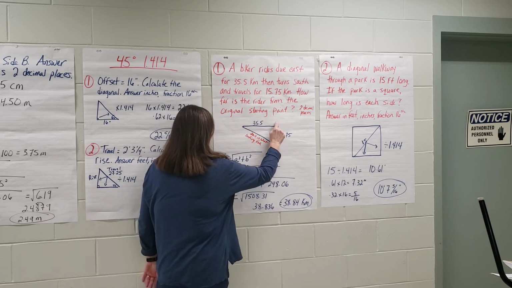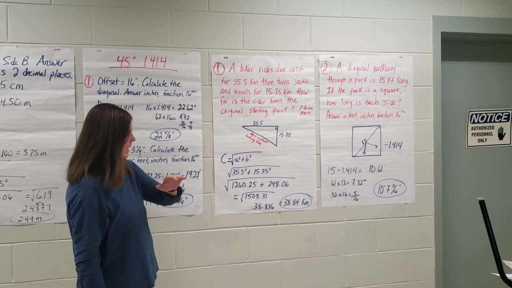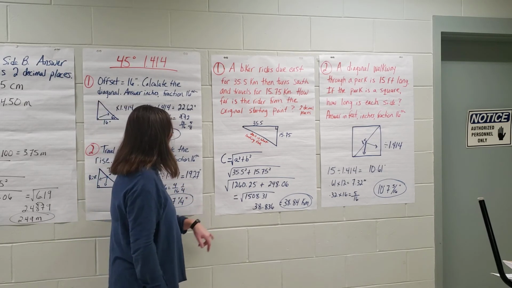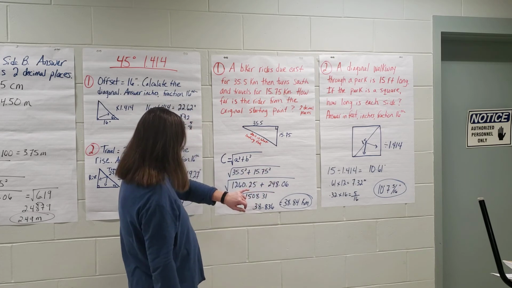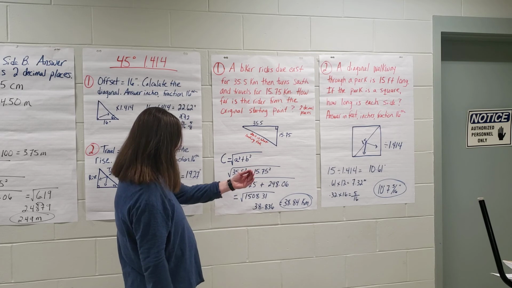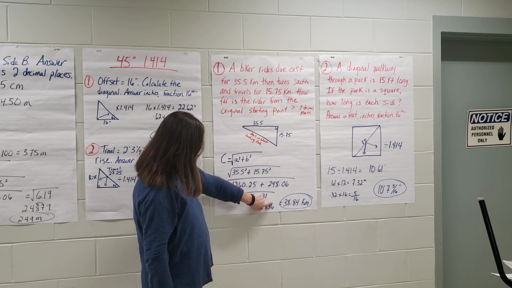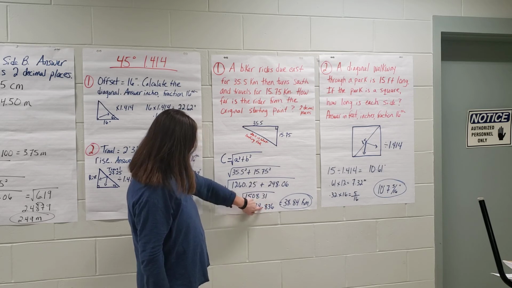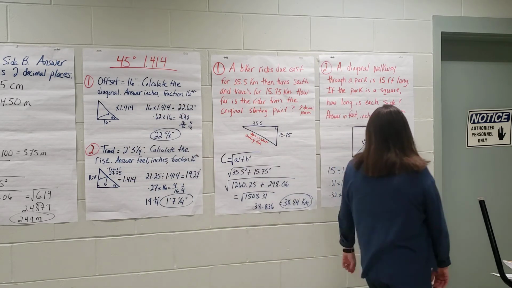So this dimension and this dimension aren't the same, are they? So we know we have to use Pythagorean theorem. So 35.5 squared plus 15.75 squared, right? We're going to add them together. We're going to hit shift and square root. We're going to go 2 decimal places, 38.836, and guess what? We round that up to 38.84. Done and done.